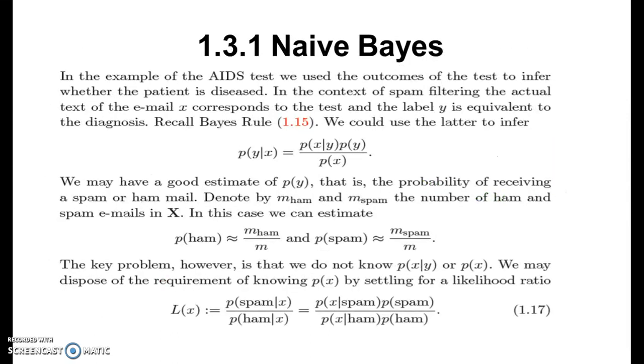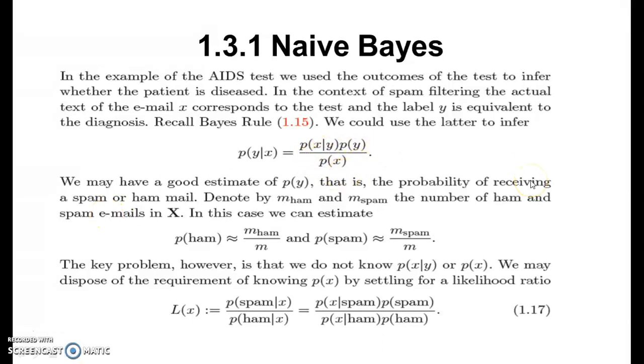Now, coming to the naive Bayes rule. In the example of the AIDS test we have used in the earlier sessions, the outcome of the test is used to infer whether the patient is diseased. In the context of spam filtering, the actual text of the email X corresponds to the test, and the label Y is equivalent to the diagnosis. So, recall Bayes rule. We could use the latter to infer P of y given x is equal to P of x given y, P of y, divided by P of x.